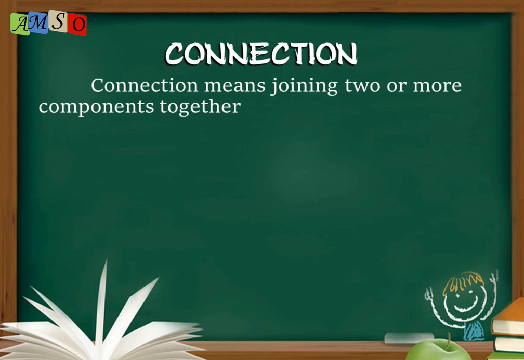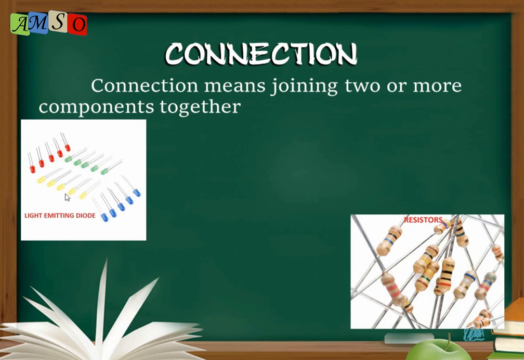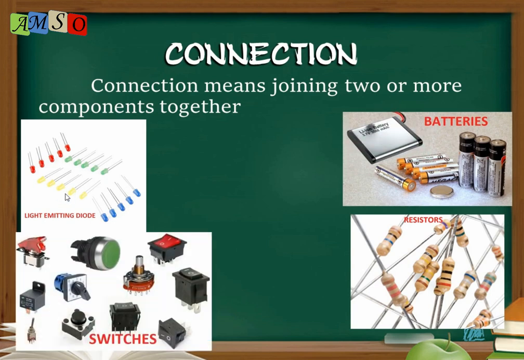And what are these components? We have the LEDs. As you all know, LED means light emitting diode. We have the resistors. We have the batteries. We have the switches. And these components cannot function on their own without connecting them to one another.